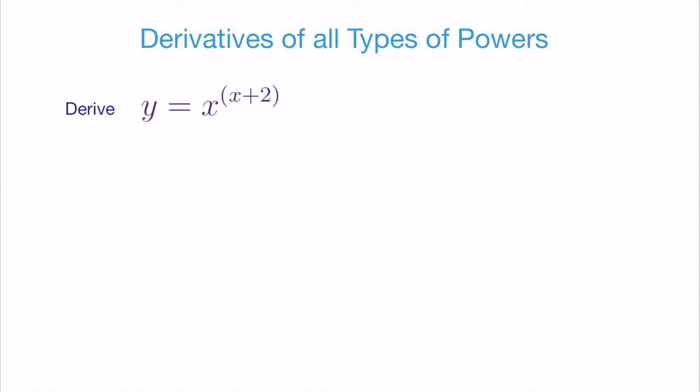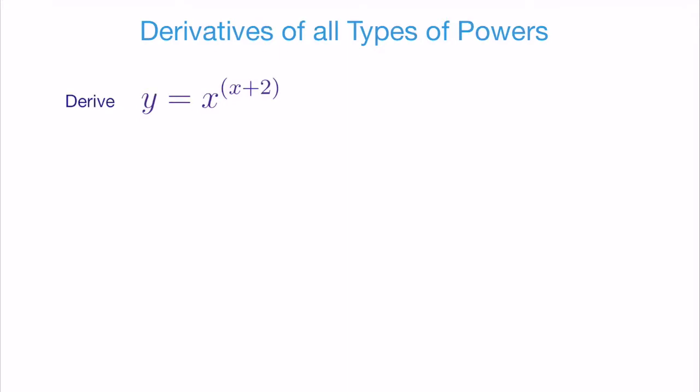Now let's practice when we have a variable base to a variable exponent. So a function to a function. In this case, we need logarithmic differentiation. We want to derive y, and it is a function to a function, so we must apply ln on both sides to bring down the exponent and be able to derive. ln y equals ln of x to the x plus 2.